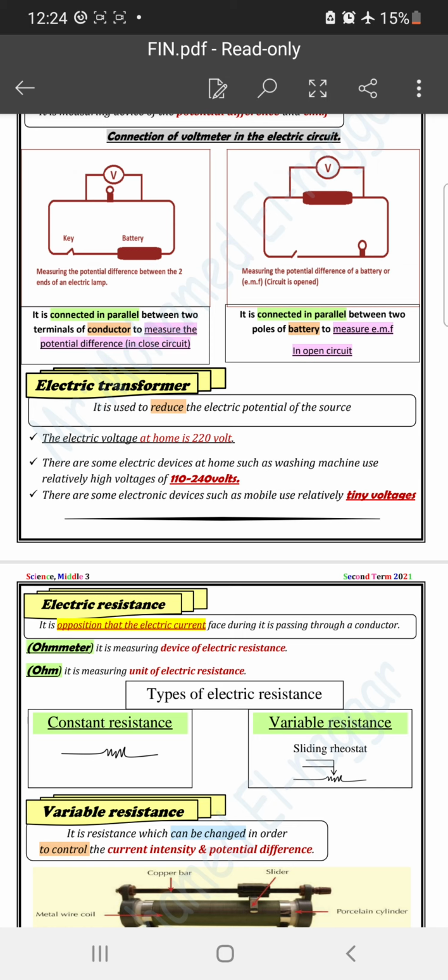The electric transformer is used to reduce the electric potential of the source. The electric voltage at home is 220 volts. There are some electric devices at home, such as washing machines, that use relatively high voltage, from 110 to 140 volts. There are some electric devices, such as mobiles, that use relatively tiny voltage.